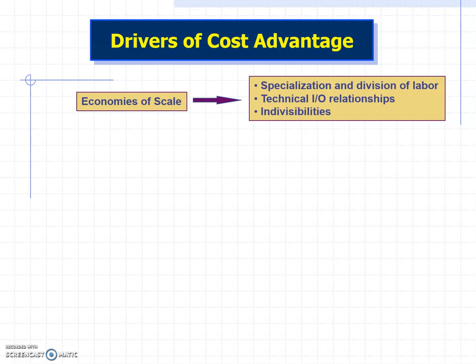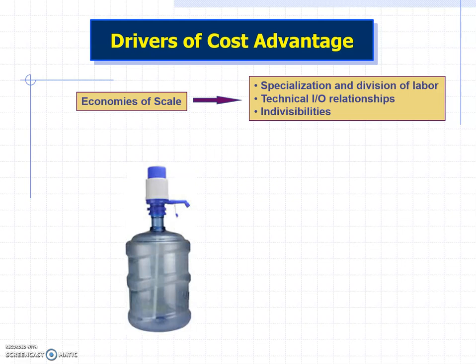We also have what are known as technical input-output relationships. I think I might have an example here, yeah. So a technical input-output relationship just says, what's the cost of the input versus the value of the output that you get?